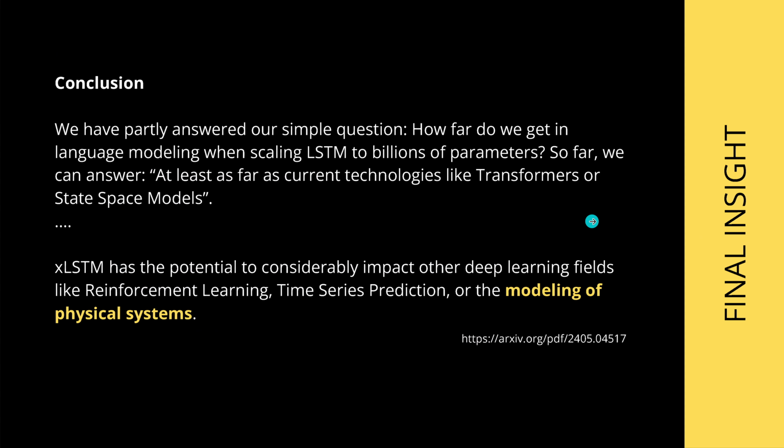Now let's come to the conclusion. The authors ask, what have we achieved? How far are we compared to the transformers? They themselves say, at least as far as current technology like the transformer or the state space models go, that their technology is comparable in performance to the transformer architecture and the state space model. Now, since it was published just two days ago, we have to explore it ourselves, but I think it is interesting.